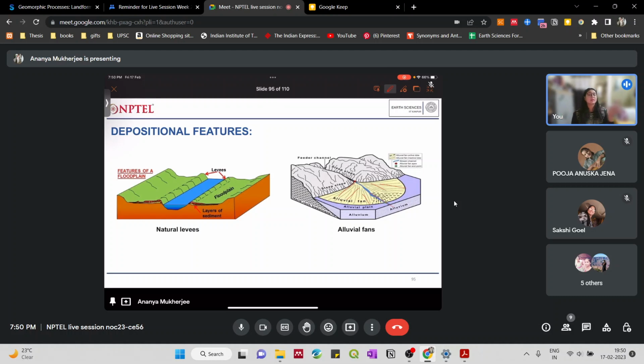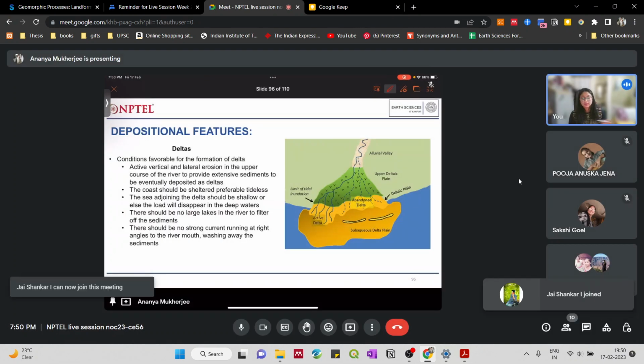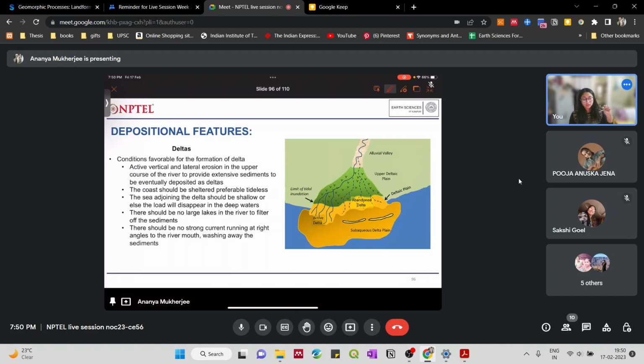Deltas are created near the mouth of the river, that is the end stage, old stage of the river, and alluvial fans are created near the foothills. Okay, once the slope is changing in its gradient. Then we come to deltas. Okay, so deltas are usually formed, as I said, near the mouth of the river, or the old stage of the river, or the lower course of the river.